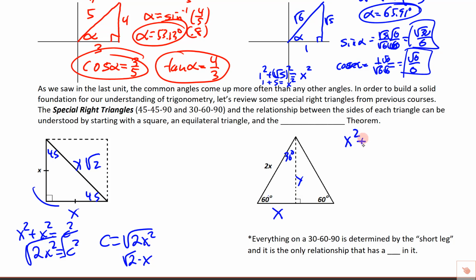Legs squared plus legs squared equals hypotenuse squared. And before I forget, you'll notice that what we're doing to solve these is we're using the Pythagorean theorem. So I have x squared plus y squared equals, this would be 4x squared. And this is where the 3 comes in. Dane's going to tell us how the 3 arrives into this little formula. How does the 3 show up?